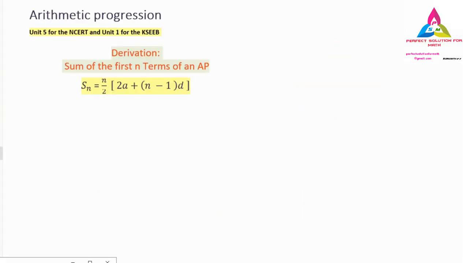Coming to the derivation, the sum of the first n terms of an AP, we have to derive this. The formula is already written over here, that is nothing but Sn is equal to n by 2 into (2a plus (n minus 1) into d). This is the formula. How can we derive this? That is the question now. To derive this, we need one example. I will take a simple example. If you understand the example, the derivation is going to be a simple one.